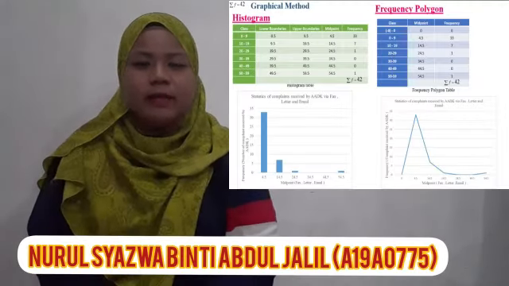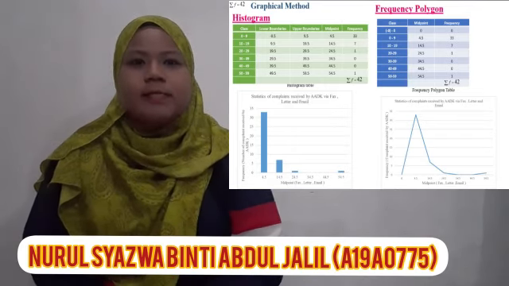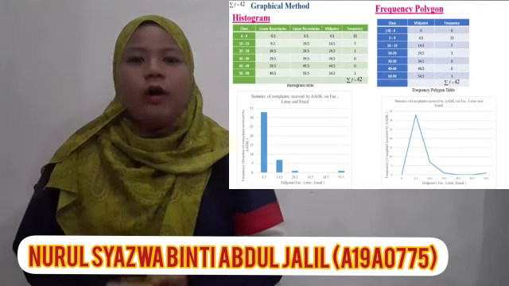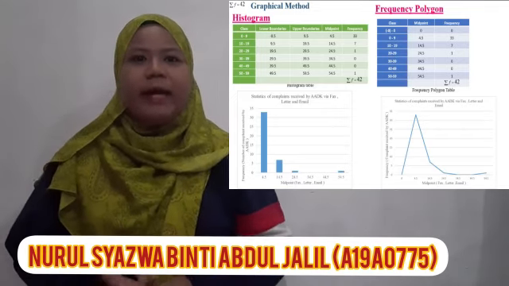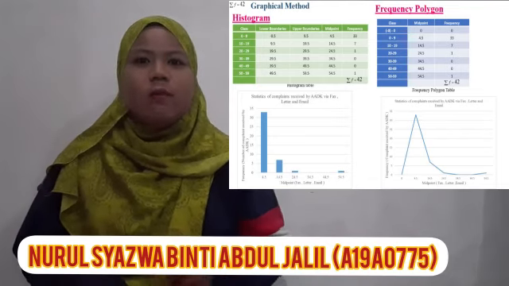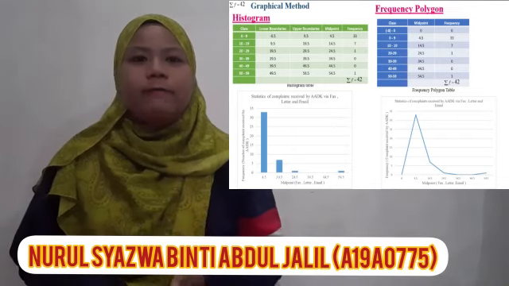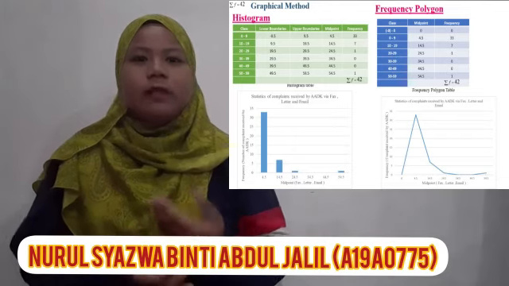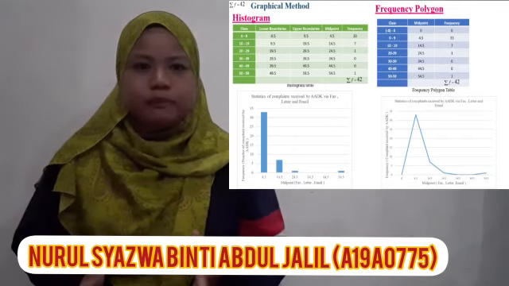Next, graphical method. We use three graphical methods: histogram, frequency polygon, and ogive. For the histogram, we use class, lower boundaries, upper boundaries, midpoint, and frequency. Class 0 until 9, lower boundary negative 0.5, upper boundary 9.5, midpoint 4.5, frequency 33. The total frequency is 42. This is the graph of the histogram.